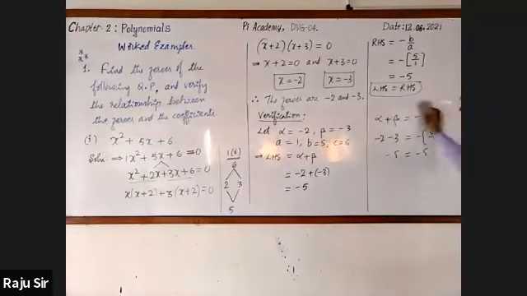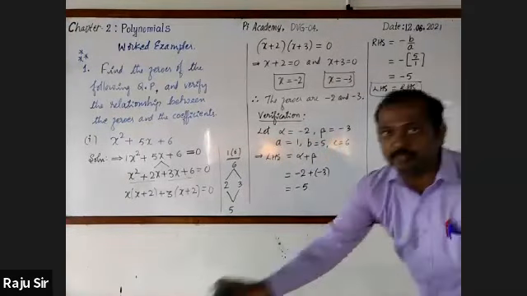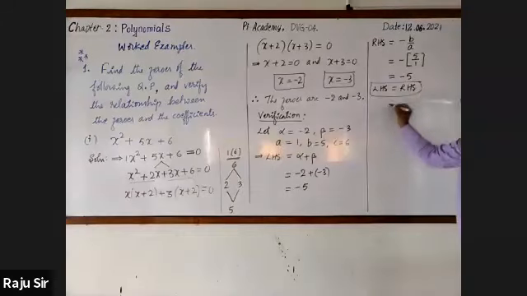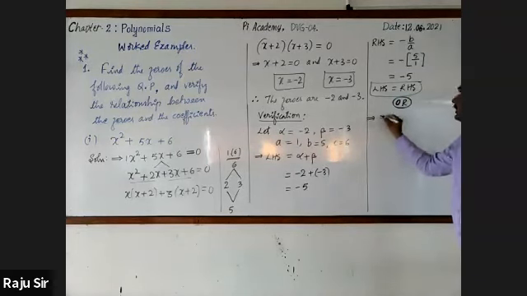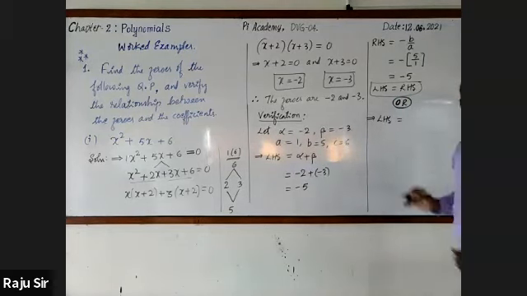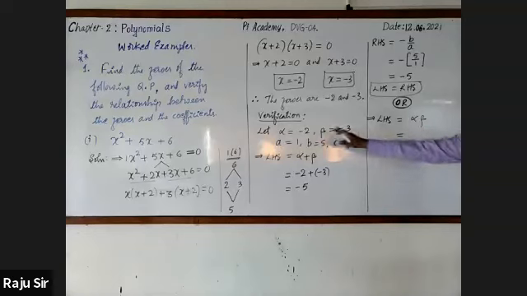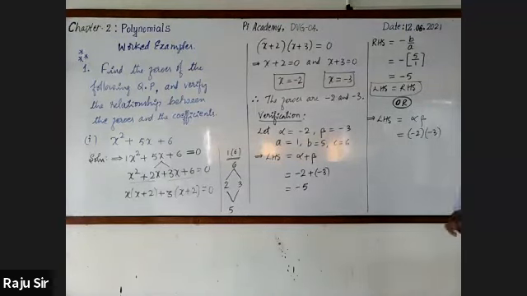Let's go for verifying another one also. That is alpha into beta, product of zeros. I'll take LHS part. LHS is product of zeros, that is alpha into beta, where alpha is minus 2 and beta is minus 3. Minus 2 into minus 3 is plus 6.